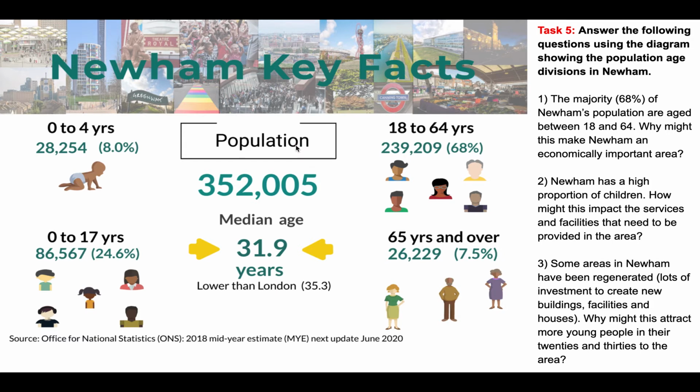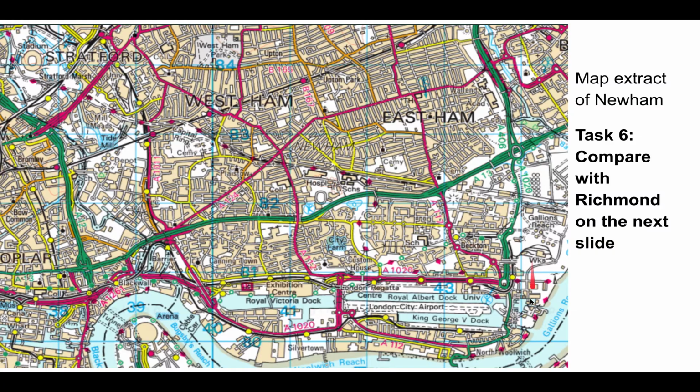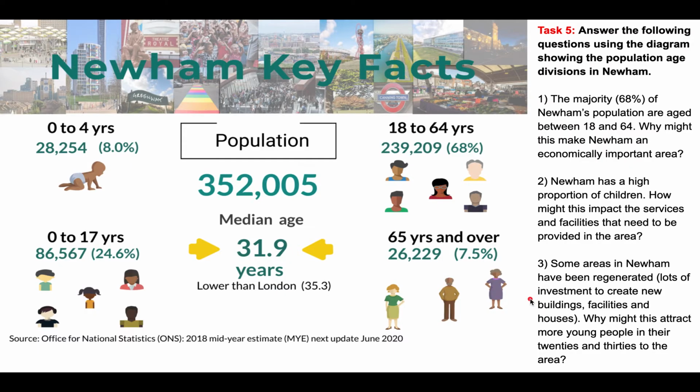So, task 5. Let's have a look at some key population statistics. We're looking specifically at Newham here. And what I'm going to ask you to do is, once we've looked at these key statistics, I want you to answer these 3 questions. Again, they are on your worksheet. You just type your answers in straight underneath.